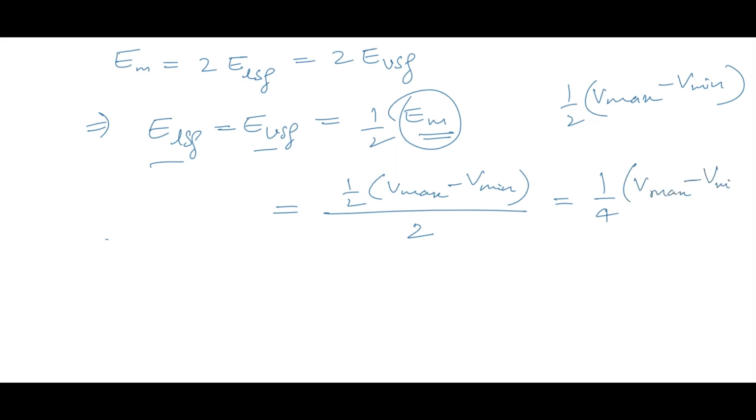Where ELSF is the peak amplitude of the lower side frequency in volts. Likewise, EUSF is the peak amplitude of the upper side frequency in volts. Vmax is the maximum voltage of the amplitude modulated wave. Likewise, Vmin is the minimum voltage of the amplitude modulated wave.